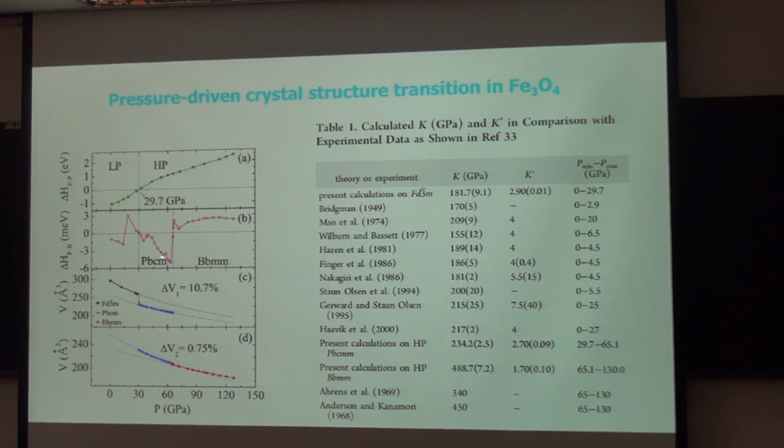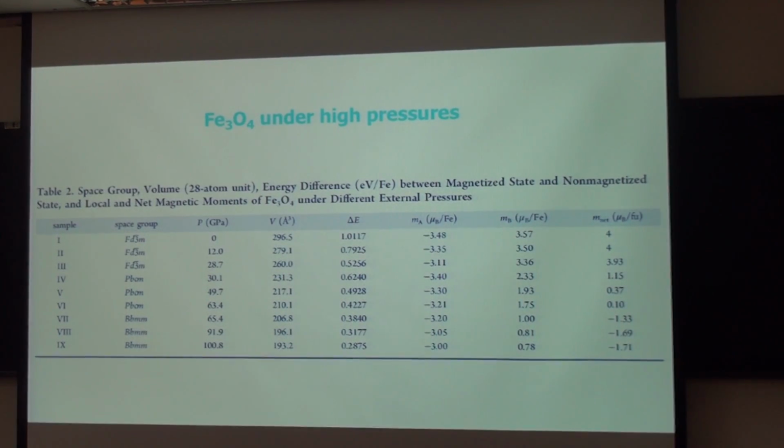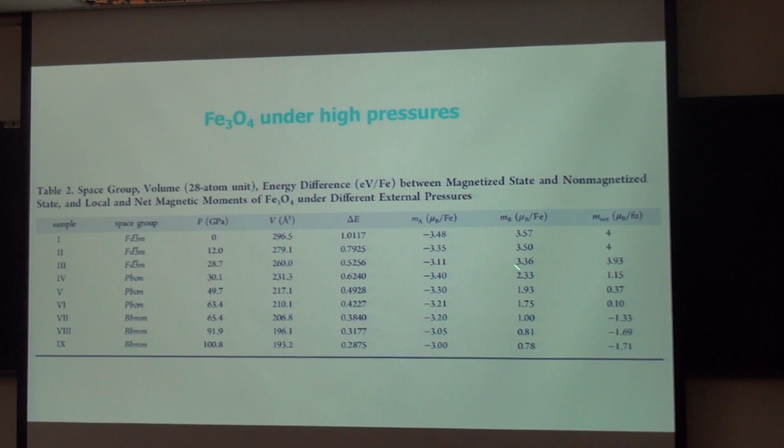That is the revealed phase transition in this magnetite. What we're interested in here is the magnetic ordering transition in this material under high pressure. Here we can find that when the pressure is increased, the volume will decrease, and the magnetic energy, that is the energy between the magnetized state and the non-magnetized state, decreases.